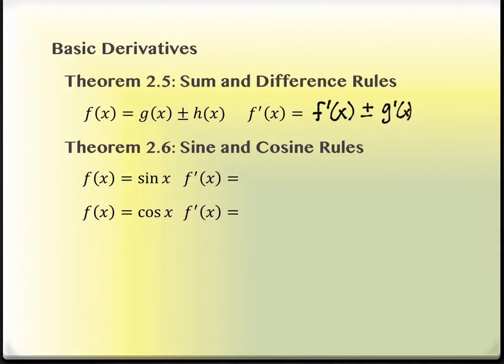Okay? The last ones, sine and cosine rules. Sine and cosine rules are very friendly. They oscillate. Sine turns to cosine, cosine turns to sine with one variation. So the derivative of sine is cosine, and then the derivative of cosine is negative sine. And this is it. These are our basic derivatives.